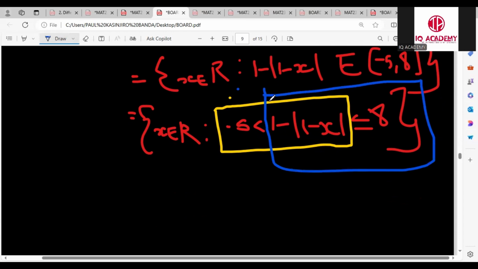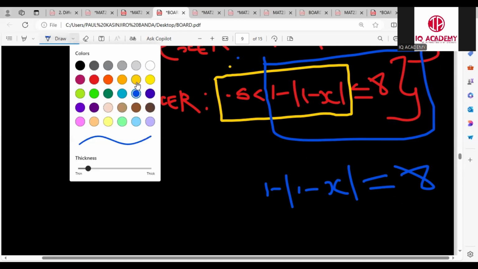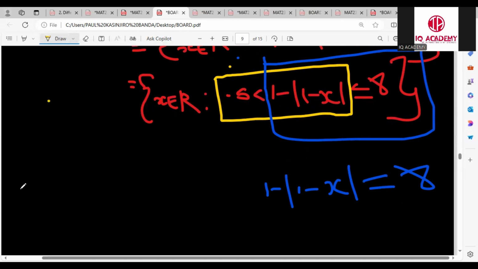So this will be the second equation. Okay, so let's write the second equation. We have 1 minus the modulus of 1 minus x. Okay, modulus. And then we are going to say it's equals here. We're not going to use this in inequality. We're just going to say it's equals to 8. And then the other one, which was in yellow, we are going to say it's minus 5 and minus modulus is equals to 1 minus x.